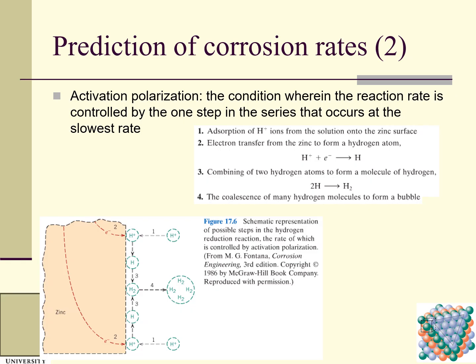So you can see here a schematic representation of possible steps in the hydrogen reduction reaction, the rate of which is controlled by activation polarization. So this is zinc. This is the hydrogen ions. So these free electrons will be given to these hydrogen ions, and they become hydrogen atoms. And hydrogen atoms can form molecules. Multiple hydrogen molecules will become a bubble. Any questions so far?